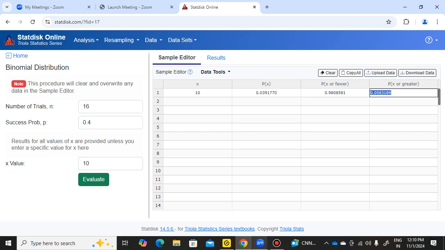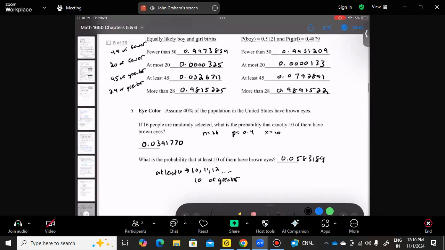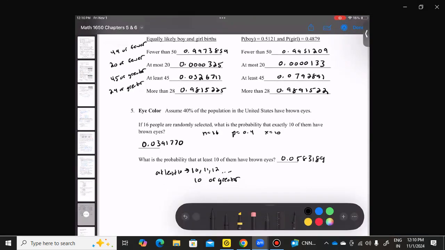Go back to Zoom and you can see what I wrote down. Alright, so that is the end of chapter 5. In the next video we'll start chapter 6 and start looking at continuous probabilities, the continuous random variables is what I mean. I'll see you then. Bye.